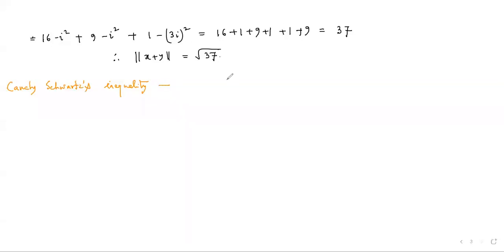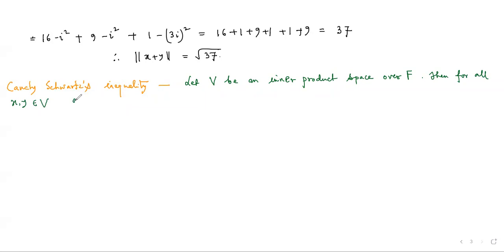Cauchy-Schwarz inequality is given as: let V be an inner product space over F. Then for all x, y belonging to V and c belonging to F, we have modulus of the inner product x comma y should be less than or equal to norm of x multiplied by norm of y. This inequality is called the Cauchy-Schwarz inequality.